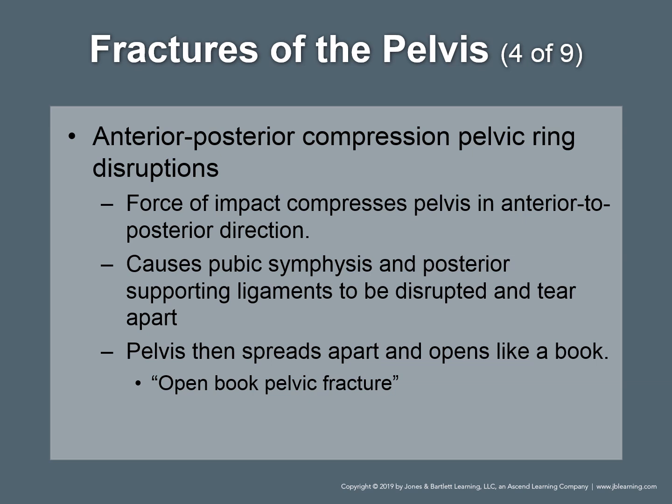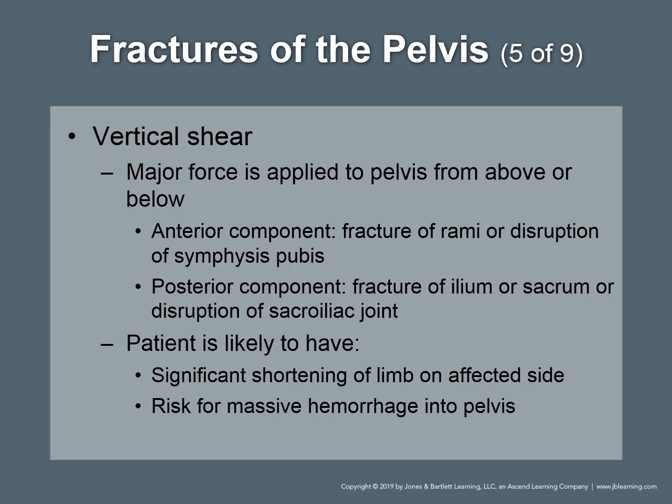Anterior posterior compression pelvic ring disruptions. The force of impact compresses the pelvis from front to back. It causes the pubic symphysis, that's the bone on the front of your pelvis, and posterior supporting ligaments to tear apart. The pelvis then spreads apart, and we call that an open book fracture. That's just where your pelvis opens up, so you'll have a wider hip, lots of bleeding.